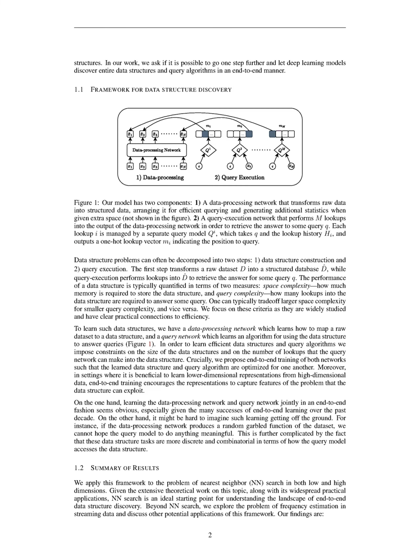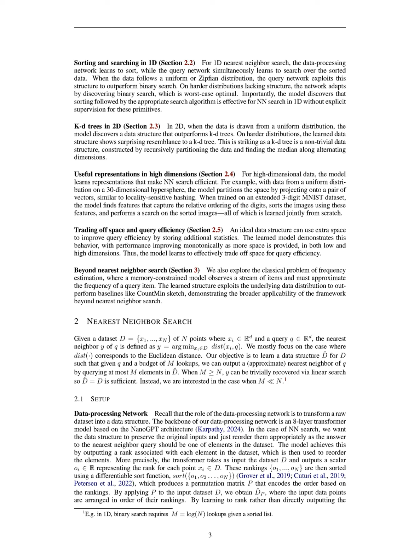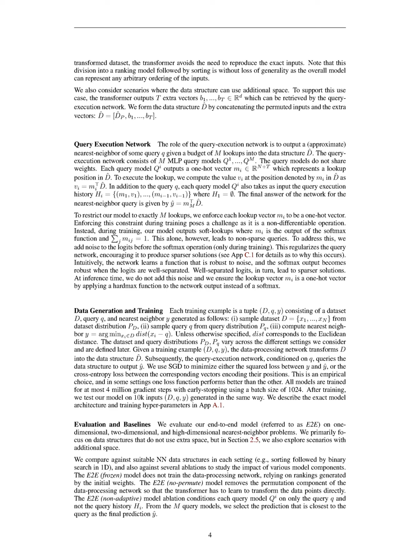The proposed algorithm for data structure discovery operates through two main components: the data processing network and the query execution network. The data processing network transforms a raw dataset, D, into a structured database, HAT-D, by first ranking the elements of D using an 8-layer transformer model, which outputs a scalar rank, O_i, for each point, X_i. These rankings are then sorted using a differentiable sort function to produce a permutation matrix, P, which reorders the dataset into HAT-D_P. Additionally, the network can output extra vectors, B_1 through B_T, to enhance the data structure, resulting in HAT-D equals HAT-D_P with B_1 through B_T.